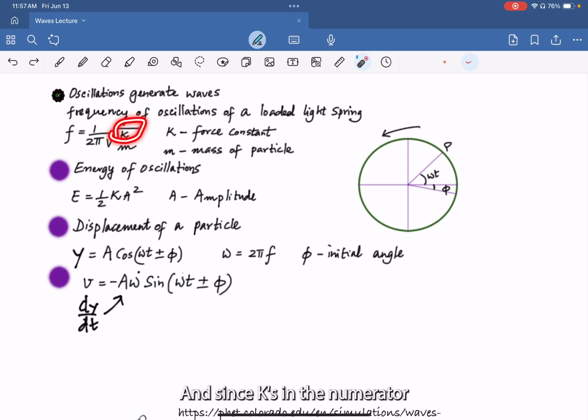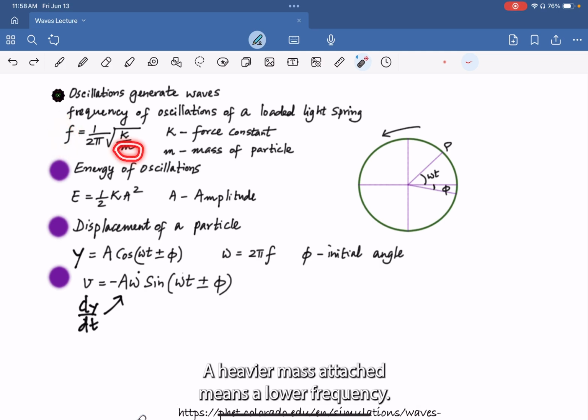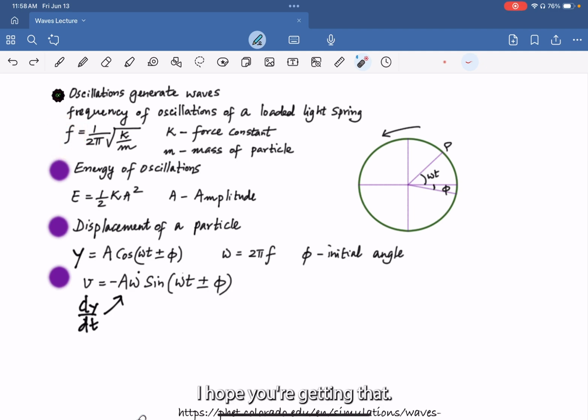Since k is in the numerator, a tighter spring means more frequency, while a heavier mass attached means a lower frequency. I hope you're getting that. Don't forget the square root. If the spring constant is increased four times, the frequency only increases two times. It only doubles because the square root of 4 is 2. That might be a conceptual question.